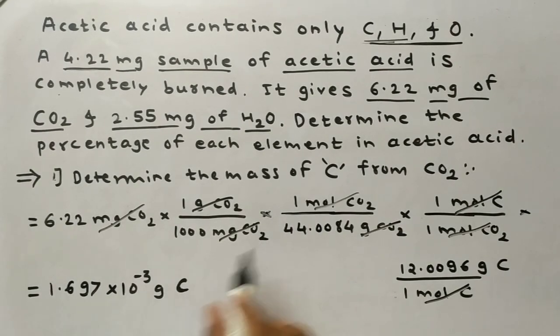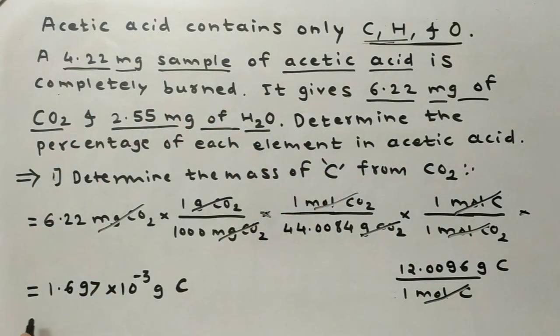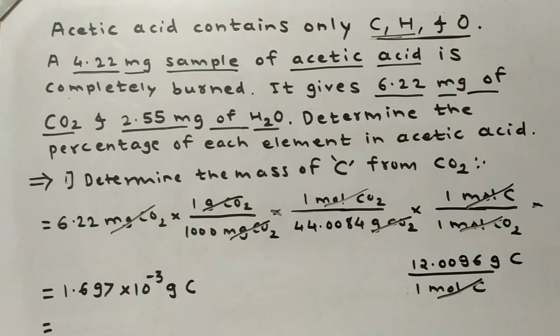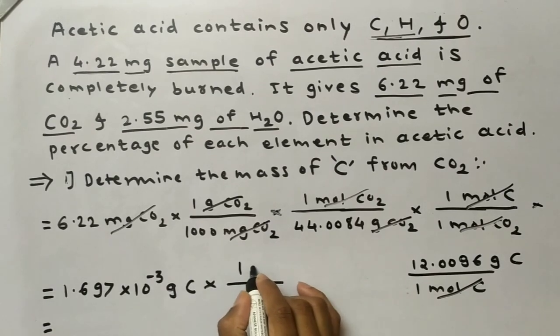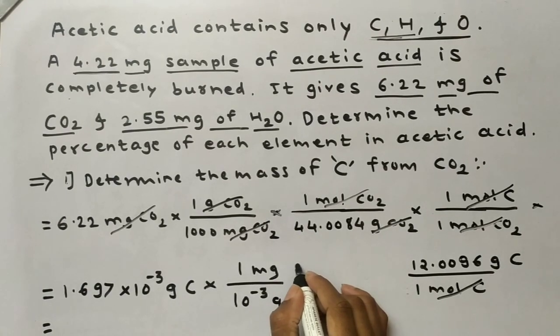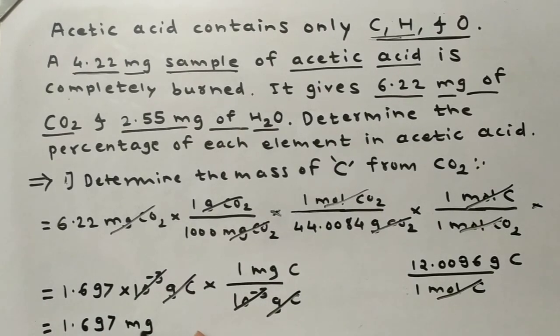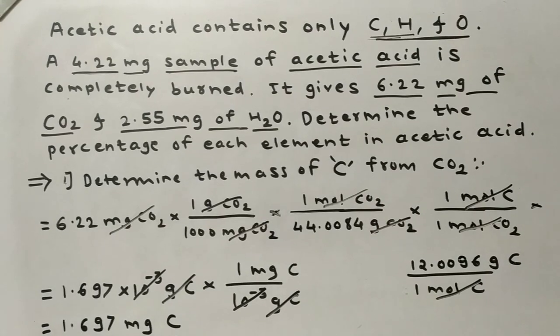Now they have provided the sample mass in milligrams, so we'll convert this mass into milligrams. So multiplied by 1 milligram equals 10 raised to minus 3 grams. So grams of carbon, milligrams of carbon, so grams of carbon will get cancelled, 10 raised to minus 3 will get cancelled. We'll get 1.697 milligrams of carbon. So this is the mass of carbon.